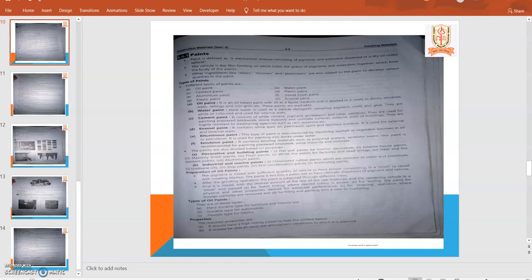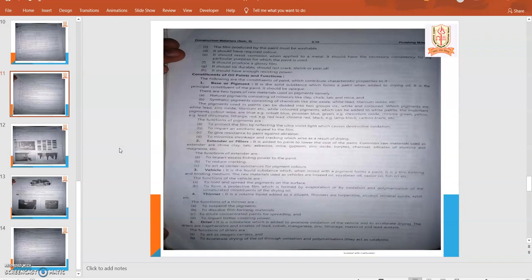Then the properties of paints are: it should have a high hiding power to hide the surface below. It should be able to resist the atmospheric conditions to which it will be exposed. The film produced by the paint must be washable. It should have the required color. It should resist corrosion when applied to metals. It should produce a glossy film. It should be durable, and should not crack, shrink, or peel off. It should have enough resisting power. So those are the properties of paint that make it useful.